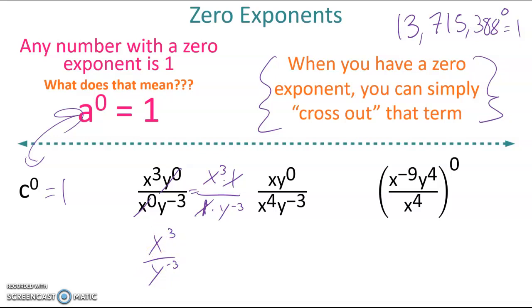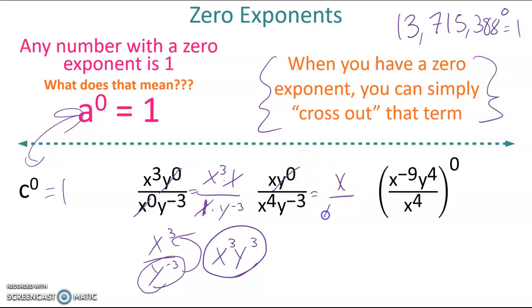And then what's going to end up happening is I'm going to take this y to the negative 3rd power and move it to the top here. And then it becomes x cubed times y to the 3rd power, all right? I go over here, I got y to the 0 power. I automatically cross that out, get rid of it. Write out my new fraction. I get x over x to the 4th power times y to the negative 3rd power, all right?